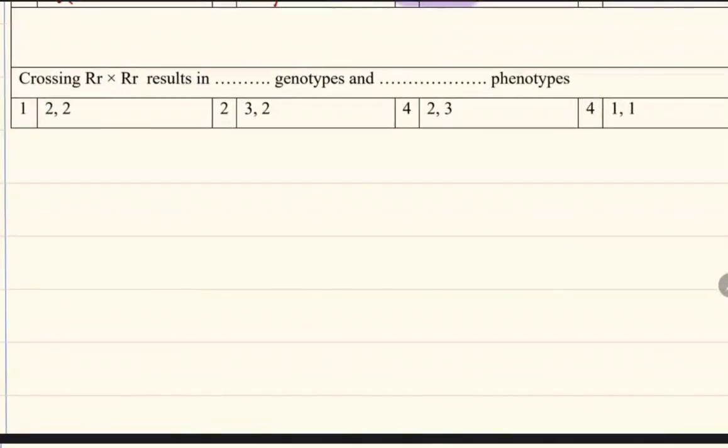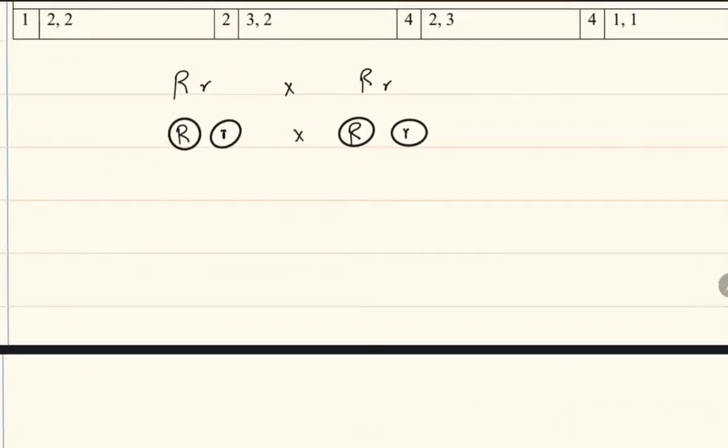Let's see here. It says crossing R capital, R small with R capital, R small result in how many genotypes and how many phenotypes? Let's do it. R capital, R small with R capital, R small. The gametes here are two, R capital and R small. The gametes here are the same, two, R capital and R small. Let's see if we cross them, we can also use Punnett square. What is Punnett square? We will make a square like this.